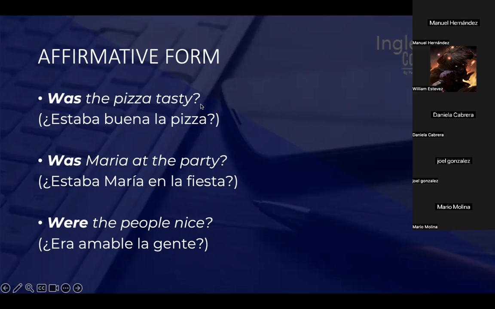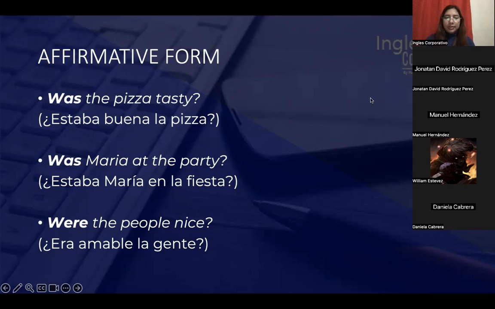Ok. What about you, William? Can you help me to read your practice? Was Juan in house yesterday? Yes, he was. Ok. In this case, vamos a ver cómo podemos improve esa sentence. Aquí queremos decir, ¿estaba Juan en casa ayer? Eso es lo que queremos decir, William. Sí. Ok, entonces en este caso vamos a hacer así. Was Juan at his house yesterday?